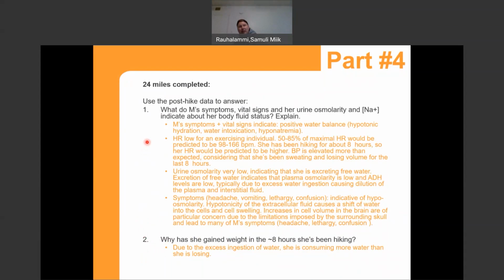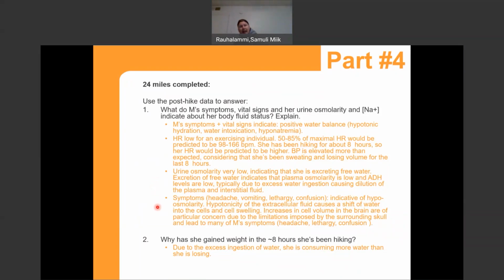Among the signs and symptoms, we can look at the heart rate being quite low for someone who's exercising, which gives us a clue that something is going on. Blood pressure is elevated more than we would expect, considering that she's been sweating and losing volume for the last 8 hours. We'll also see that the urine osmolarity is very low, so she's excreting free water. That indicates that the plasma osmolarity is low and ADH levels are low due to the excess water ingestion causing dilution of the plasma and interstitial fluid.